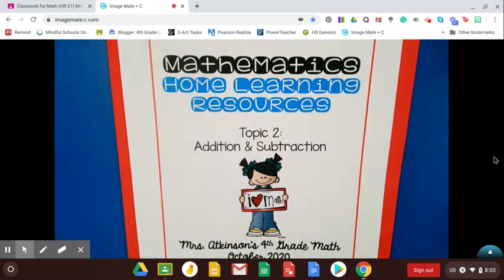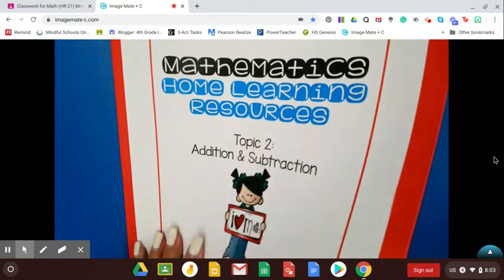Good morning, everyone. Today we are going to be taking a look at subtracting across zeros. Now, this topic can be a little bit tricky for some students, so be sure to pay close attention. The first thing you're going to need is your home learning folder.